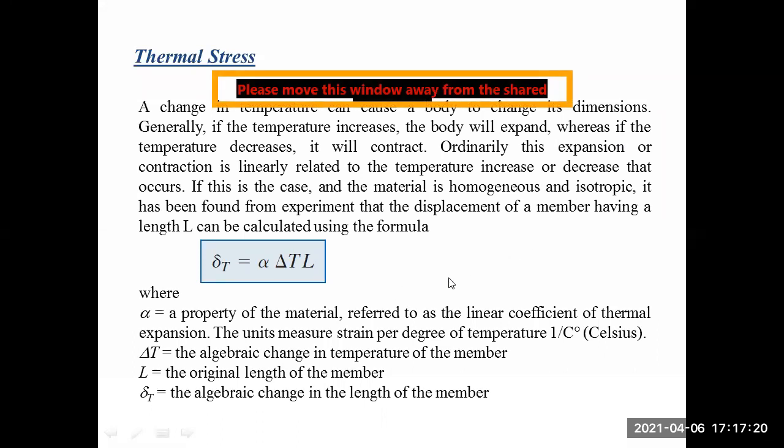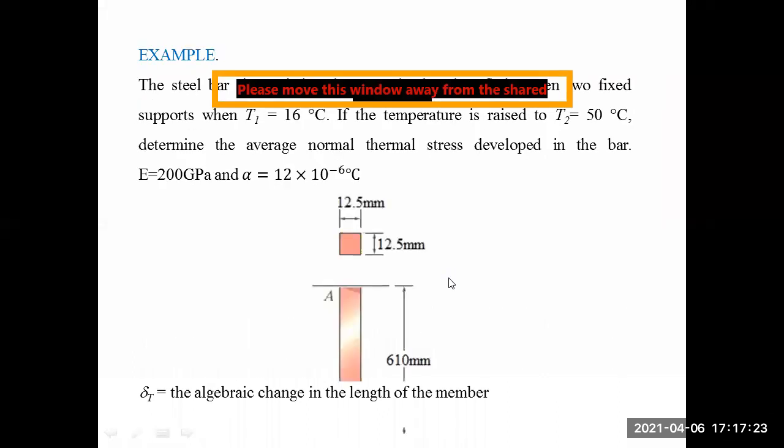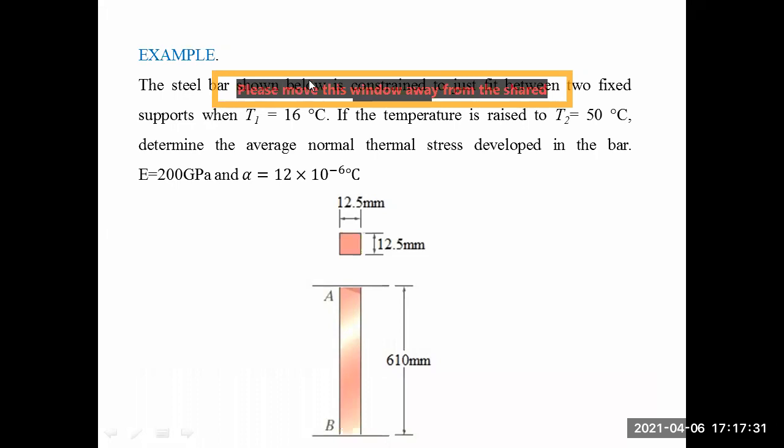Okay, so we move forward. So now we have a new formula that is due to change in temperature. What we have over here is an example to see how we could use this formula. The example: we have a steel bar shown below that is constrained. It is fixed at both of these two ends. We have a constraint at A and B.